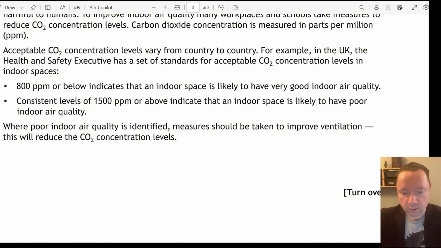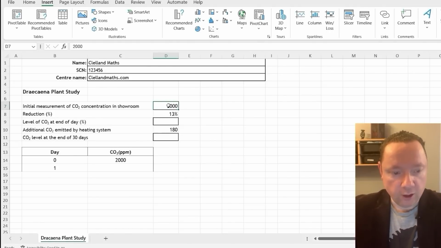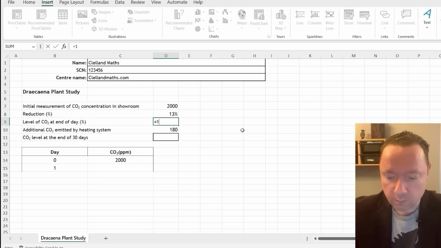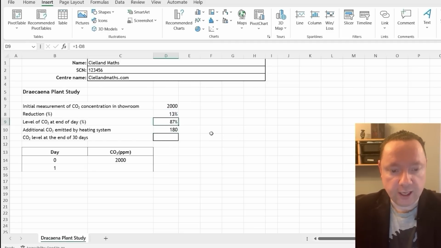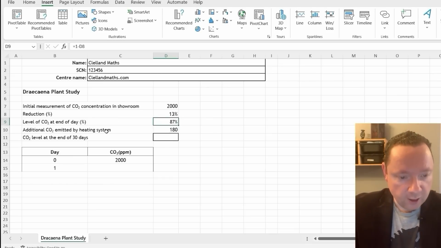Okay, so let's go to our spreadsheet. Starting with 2000, it's reduced by 13% from the plant, so we need to work out what's left. To work out what's left, it's just equals 1 minus that box, if it's been set up correctly. Yep, 87%, or check your calculator. And then additional levels emitted by the heating system is 180. We have to do it by the end of 30 days.